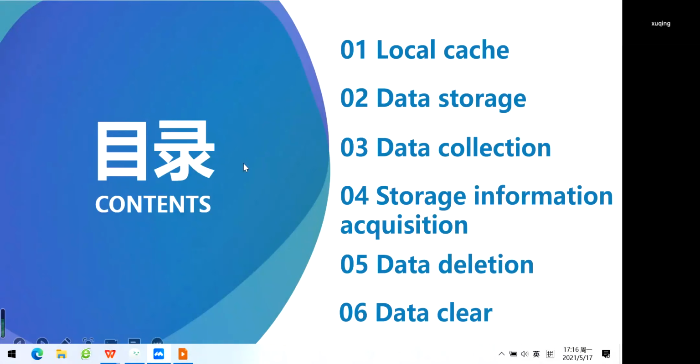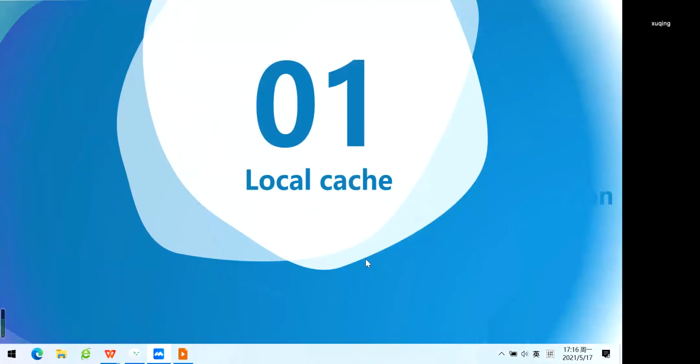You see here we have 6 parts for this chapter: local cache, data storage, data collection, storage information acquisition, data deletion, and data clear. So normally after seeing this chapter, we'll know these things. So we'll begin with the local cache.